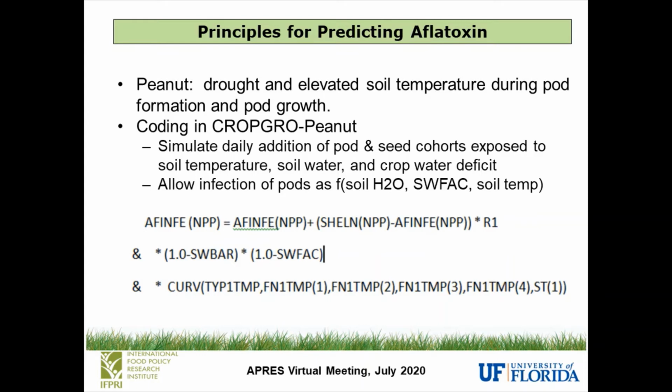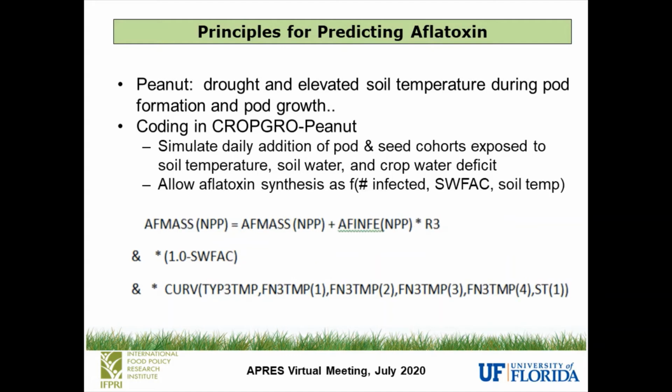Some of the principles involved with the coding: it is based on the daily addition of pod and seed cohorts. The infection process is based on soil water, the plant water status, which is SWFAC, and soil temperature. NPP basically is a counter for the different cohorts. This may number from 1 to 40 or so. So the infected number of pods is equal to the infected number of pods, plus the uninfected ones times a rate constant. This is the soil water status in the 5-centimeter root zone or pegging zone. Plant water status is 1 minus SWFAC, and this is a temperature modifier.